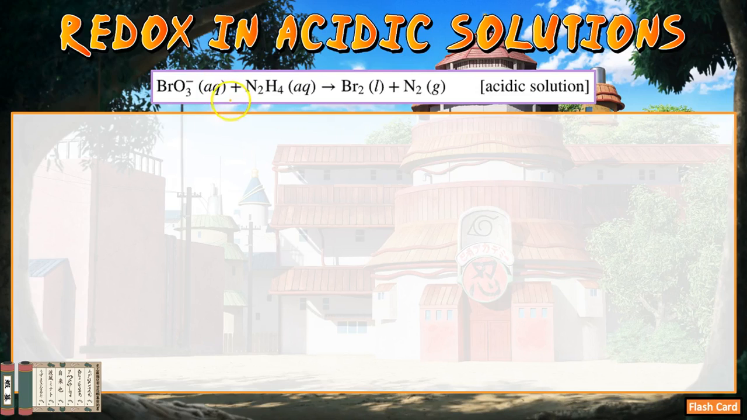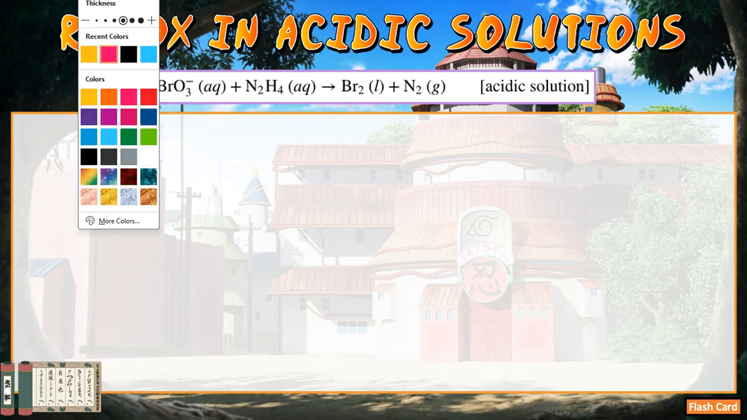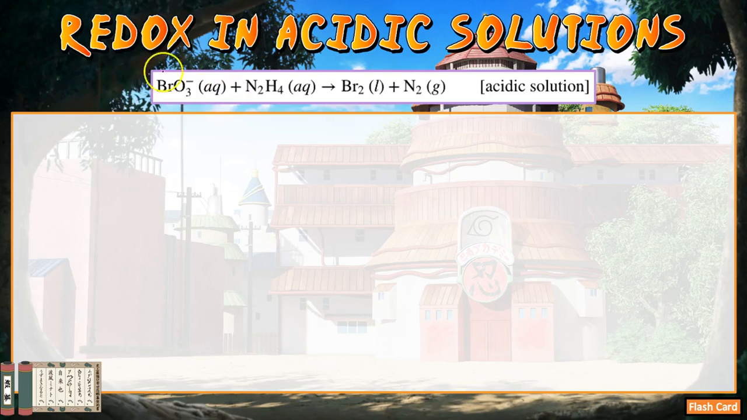So the way I get around that is I just make sure that I'm at least breaking everything up into half reactions properly. I look at all my species. I have BrO3 minus here, and N2H4 here for my reactants. And then I have Br2 liquid and N2 gas for my products. Again, we are in acidic solution.